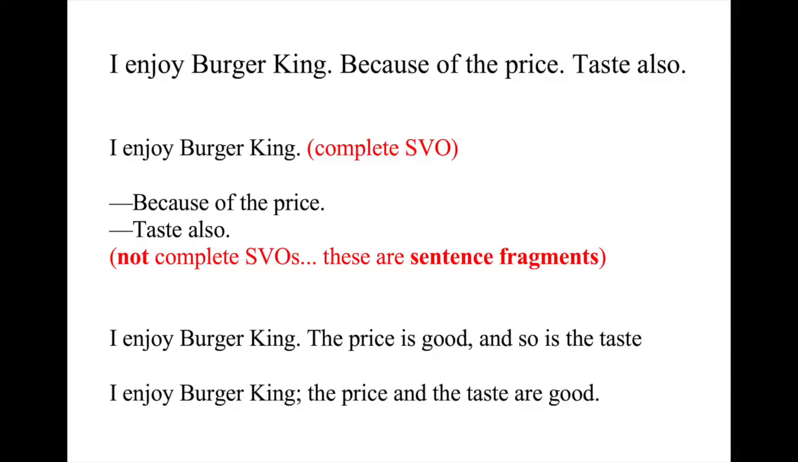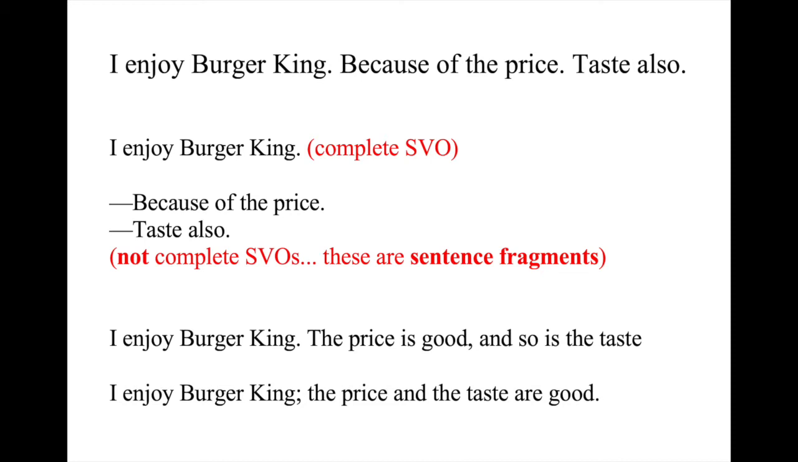So I enjoy Burger King, period. The price is good, comma, and so is the taste, period. That's one way of doing it. And notice that that has the comma and then that linking word, and, just as in Alex's example. Another way to do it would be to use a semicolon. I enjoy Burger King, semicolon, the price and the taste are good, period.